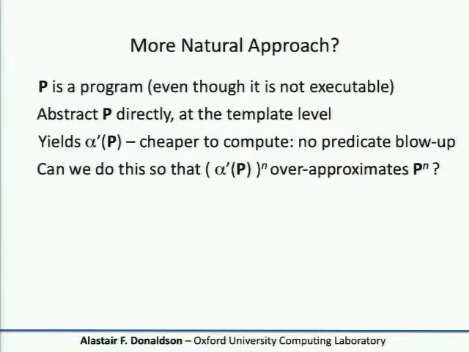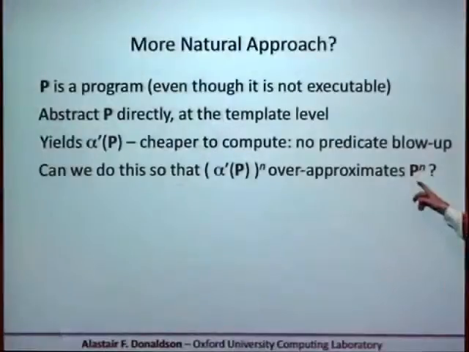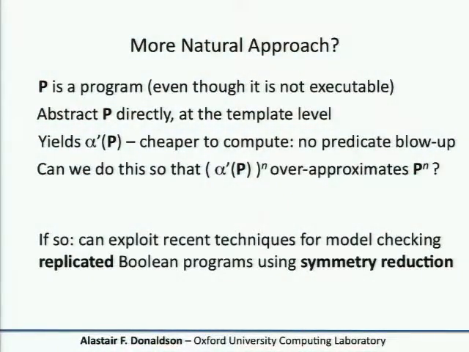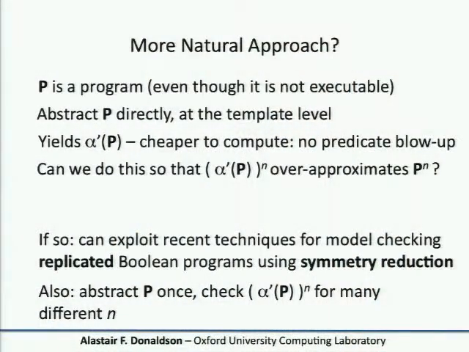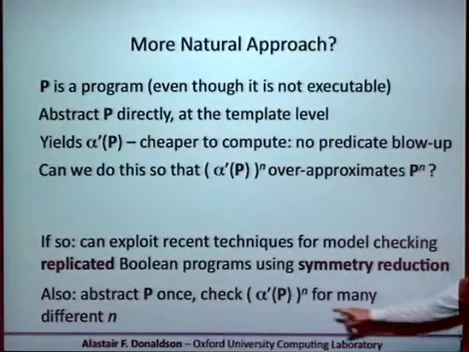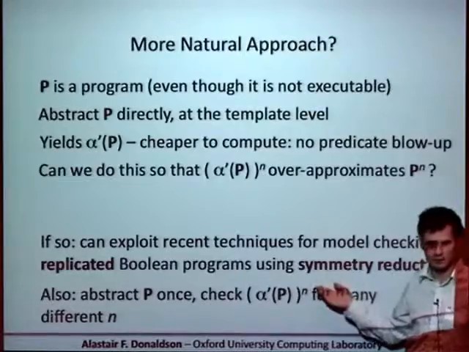And what we'd like to do is to do this so that when we then take the parallel composition of the resulting Boolean program n times, we get something that over-approximates the parallel composition of the template n times. But because we're working at the template level, we should then be able to exploit recent techniques on model checking replicated Boolean programs that exploit symmetry to do the model checking efficiently. And in addition, we can just abstract this program P once to get alpha prime P, and then we can try alpha prime P with various thread counts. So we don't have to abstract a separate program for each thread count we're interested in.